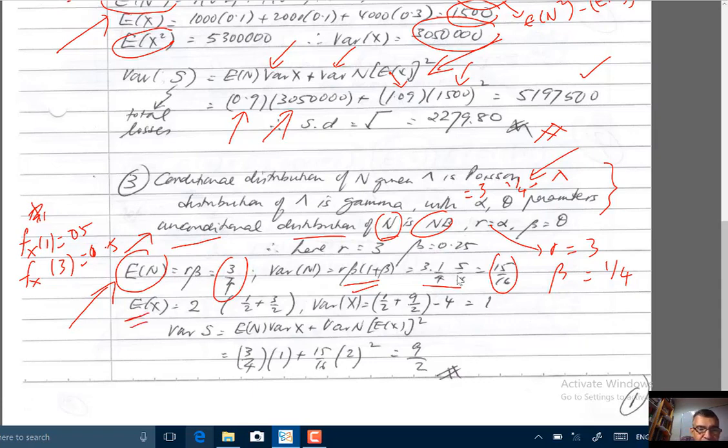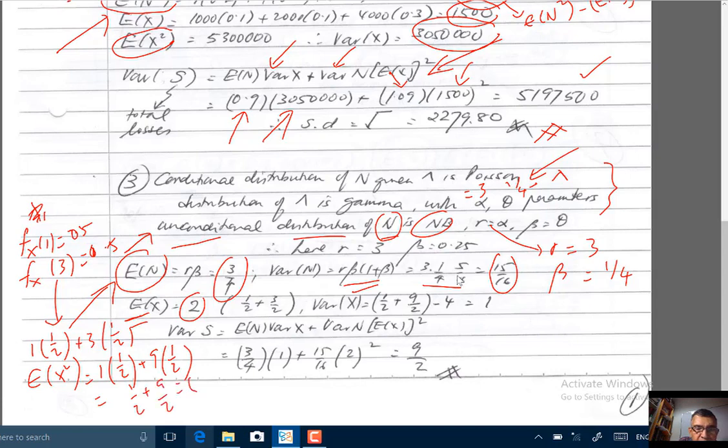How do you get that? Take 1 times half plus 3 times a half, from here. So you'll have half plus 3/2, which is 2. Then you need to get the expected value of x squared, which will be 1 times half plus 9 times a half, which will be a half plus 9 over 2, which will be 5. So the variance of x will be what? 5 minus 2 squared, and you will get 1. That's what you see here.